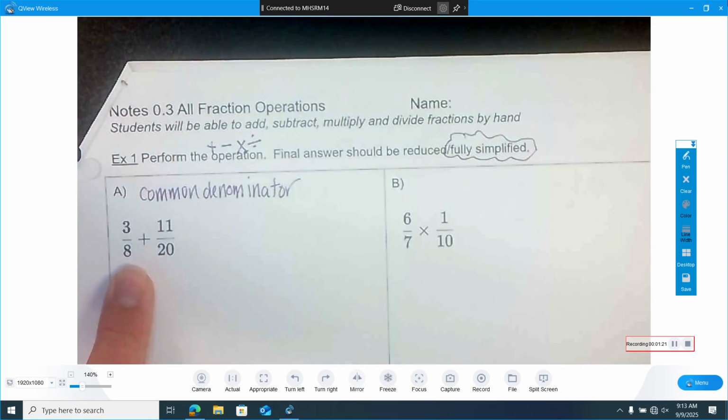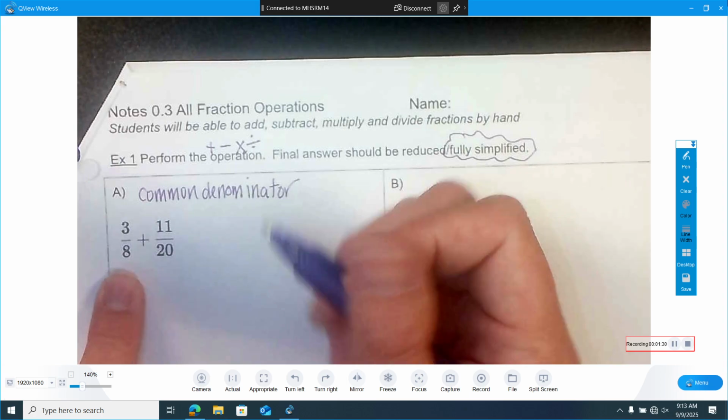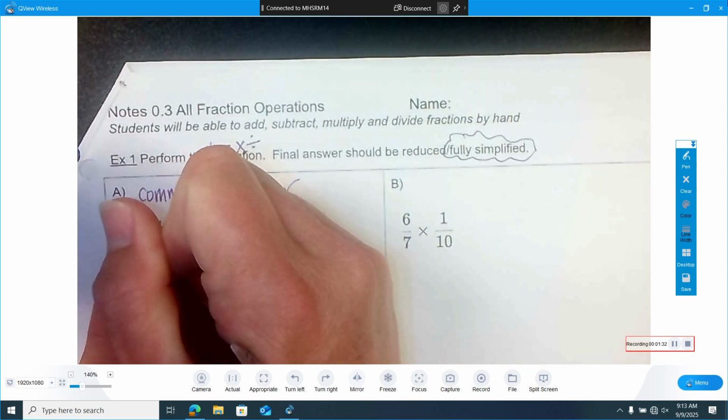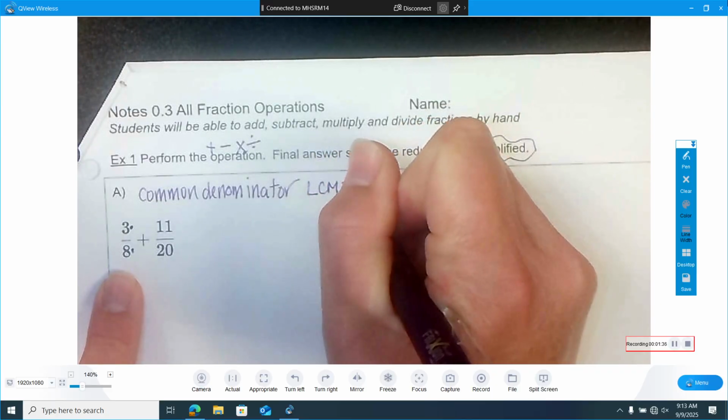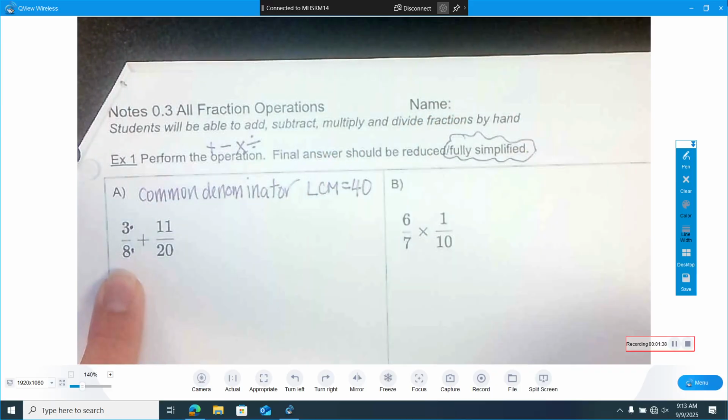Could we also do like 80? Yeah. Could do 80, but that'd be not the lowest, all right? So we're going to try to get to 40. What do I need to multiply the first fraction by to get to 40? 5.